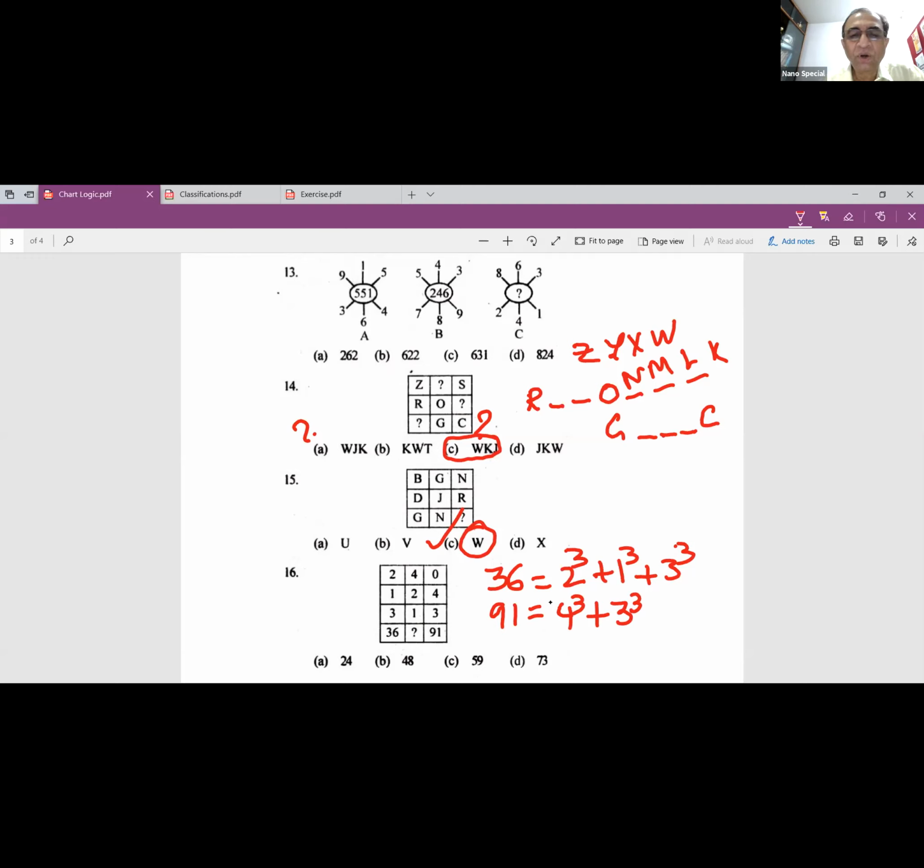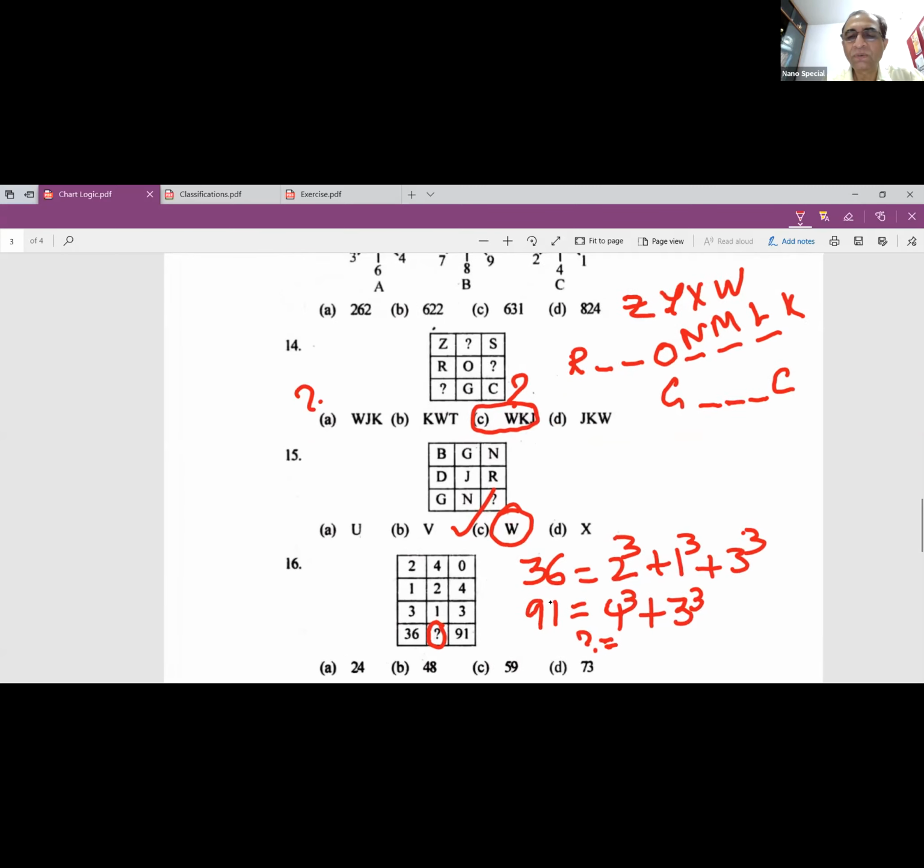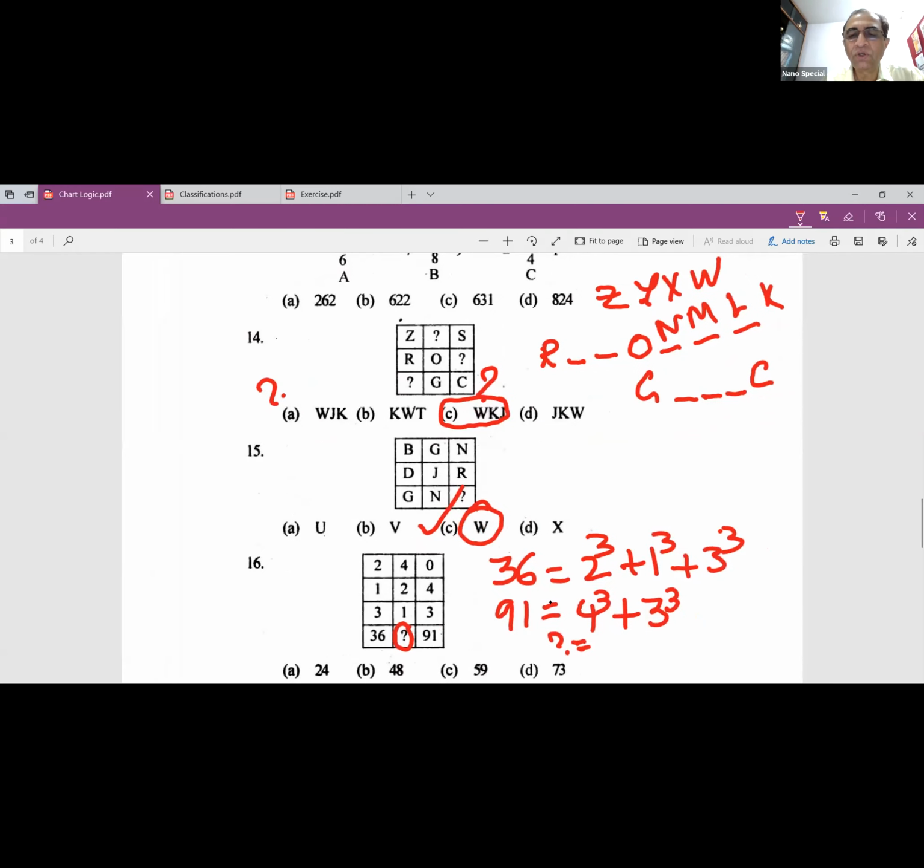Now, what do you want? You want this, and that question mark is equal to 4 cube plus 2 cube plus 1 cube. So 4 cube is 64 plus 8, 72, plus 1, 73. So the answer is 73. So that is how you got it.